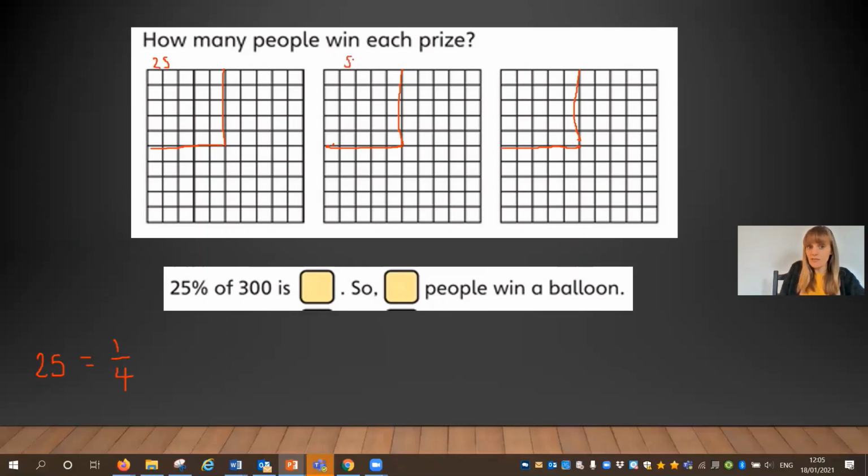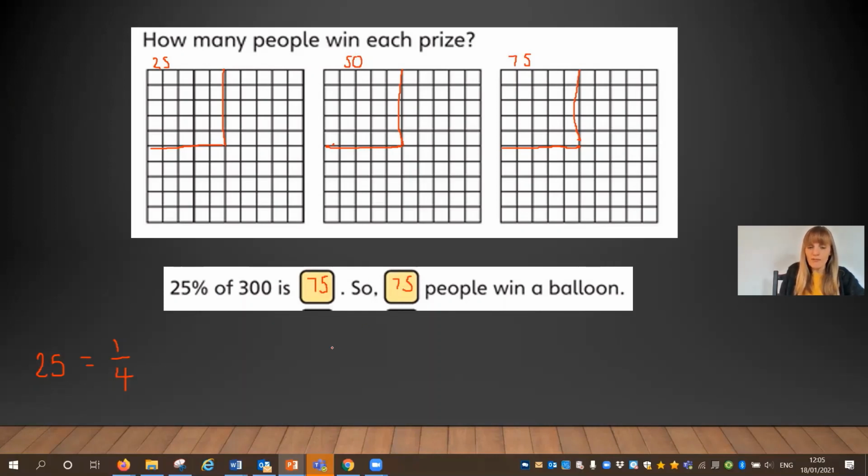This shows another 25, which would take us to 50, and this shows another 25, which would take us to 75. So that means that 25% of 300 is 75. So 75 people win a balloon.